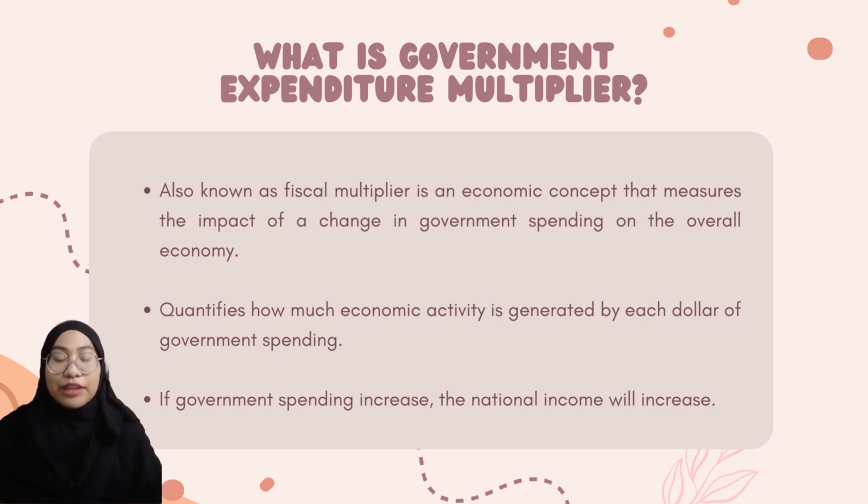Okay, next I'm going to explain the next part, which is the government expenditure multiplier. The government expenditure multiplier, also known as the fiscal multiplier, is an economic concept that measures the impact of a change in government spending on the overall economy. So it quantifies how much economic activity is generated by each dollar in government spending. So we can say here that if government spending increases, the national income will increase too.